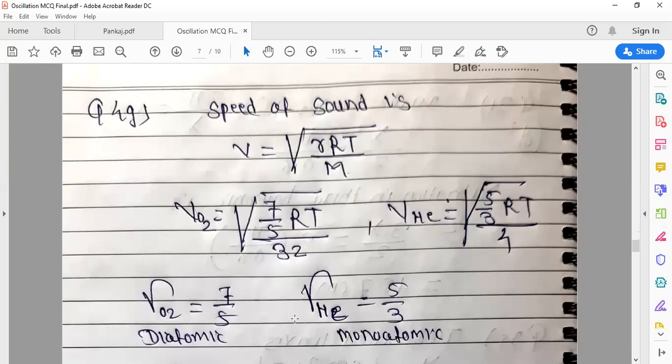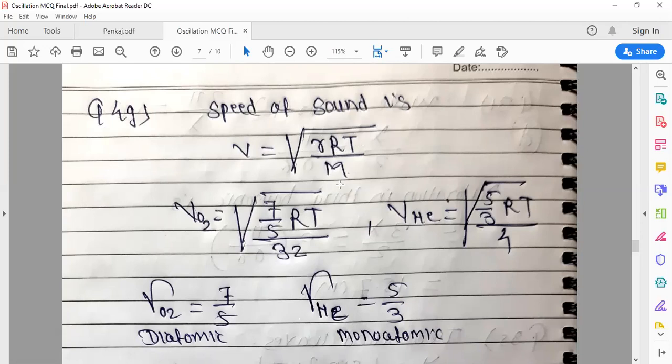Next one, question number 49. In question number 49, the given thing is the speed of sound through oxygen at a certain temperature is 60 meter per second, and the speed in helium at the same temperature will be? So we can write down the equation of speed. V is equal to under root gamma RT upon M. R is the gas constant, T is the temperature, M the molecular weight.